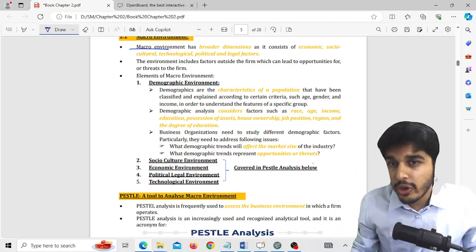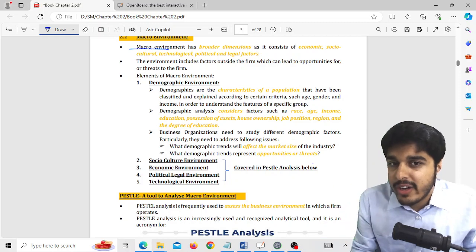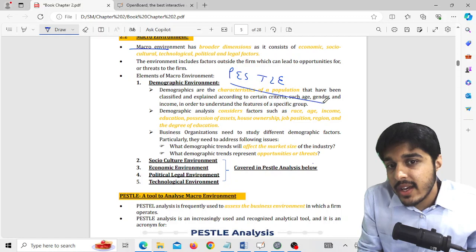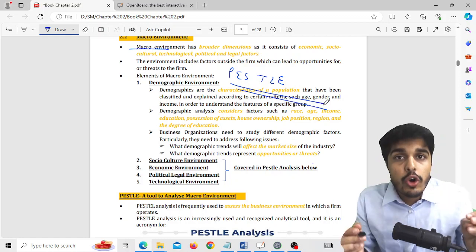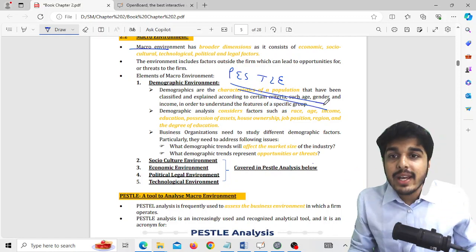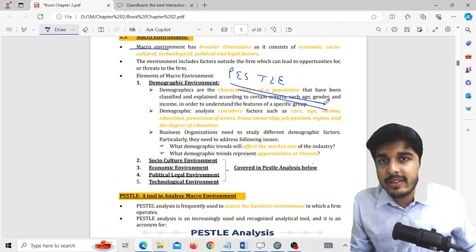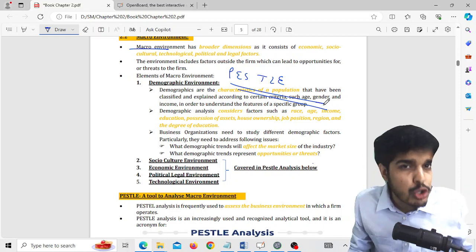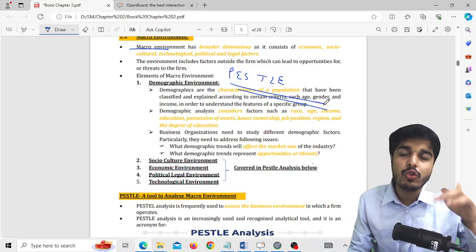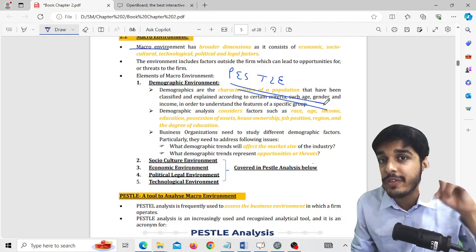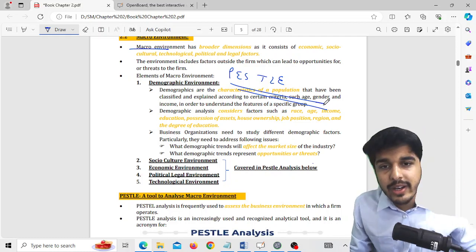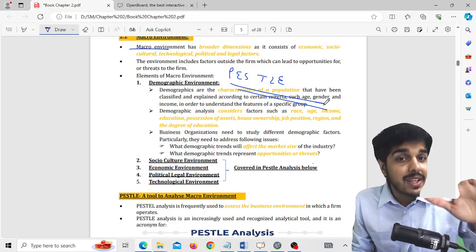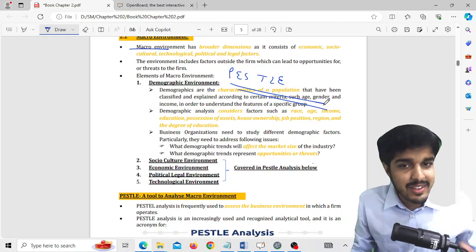And what was the cheat code which I told you to remember for macro environment? It was PESTLE. PESTLE tells me what all elements I have to analyze in order to do macro environment analysis. If I talk about micro environment analysis, I have to do analysis of SELF CC. But if I talk about macro analysis, I have to do analysis of six things, and these six things are PESTLE.